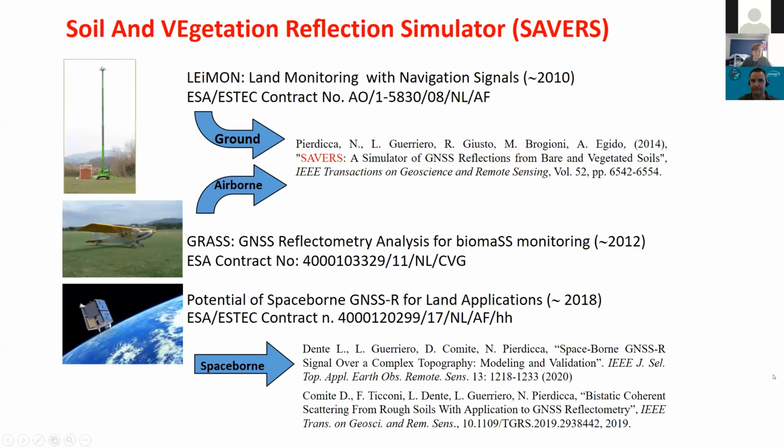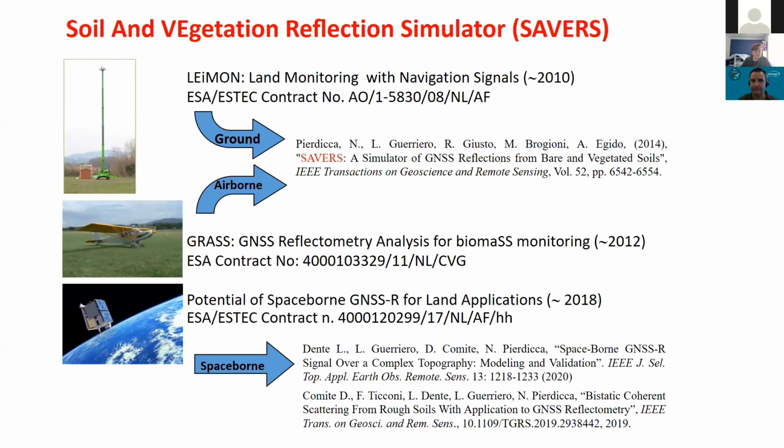SAVERS, which means soil and vegetation reflection simulator, has been developed during about 10 years in the framework of different ESA projects, with the goal of giving physical interpretation to GNSS measurements over land.